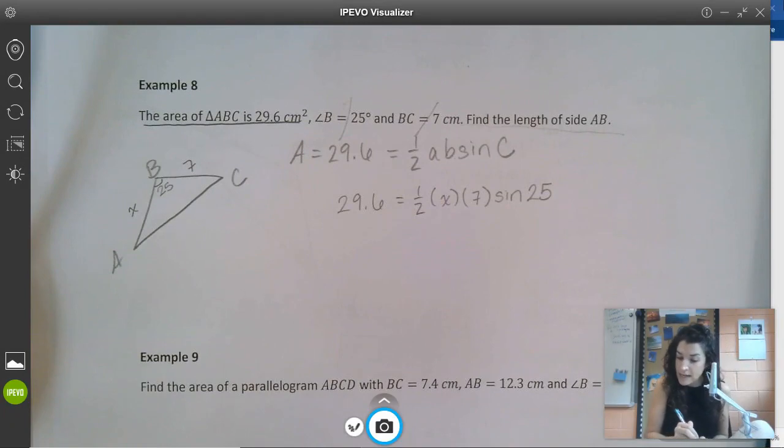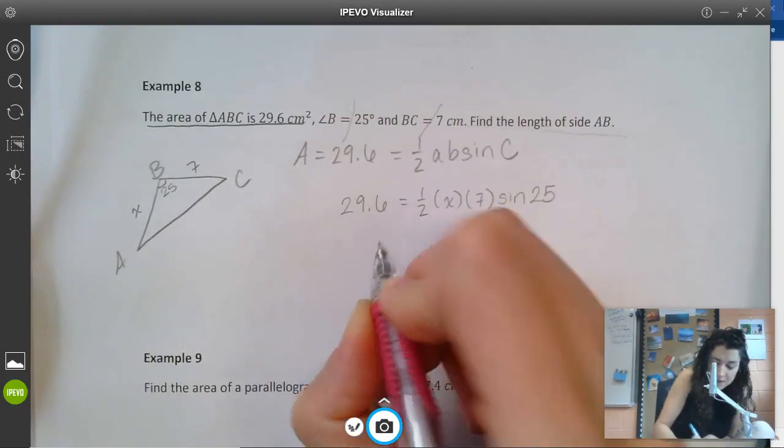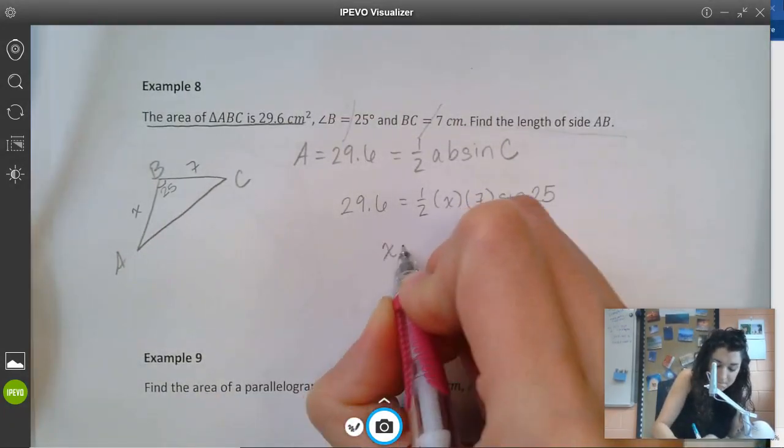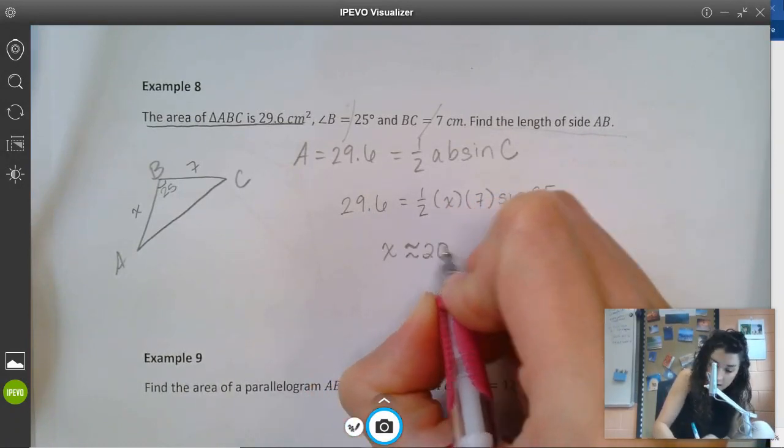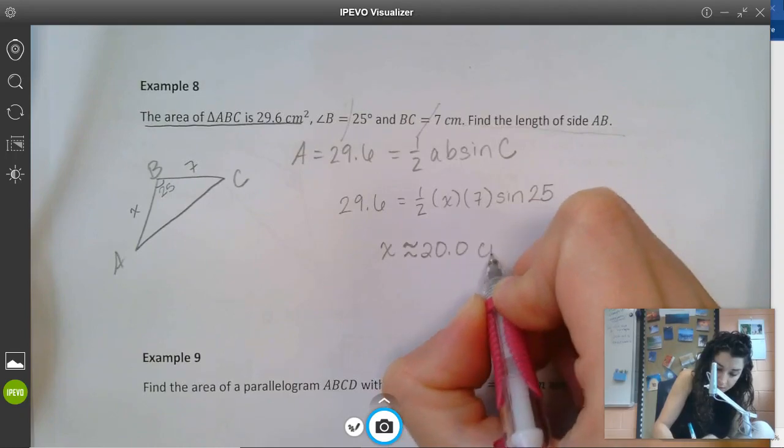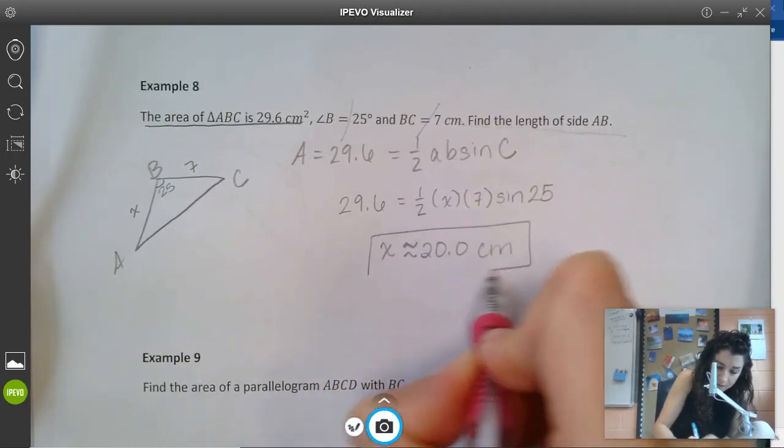It says just find the length, and I get, sorry, this is different than what my answer key says. It is approximately 20.0 centimeters for 3 sig figs.